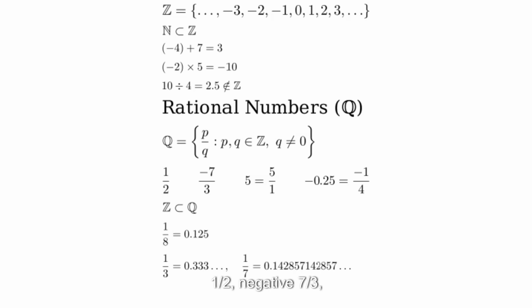Examples: 1/2, negative 7/3, 5, because that's 5 over 1, negative 0.25, because that's negative 1 over 4. Every integer is a rational number, since any integer z can be written as z over 1. So our nested sets now look like this: N is a subset of script Z, which is a subset of script Q. The most important property for IMAT.